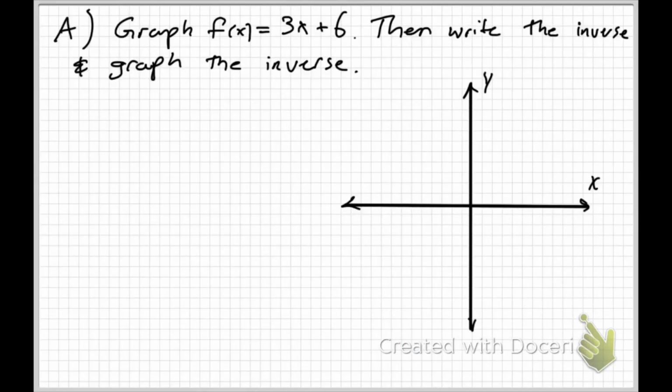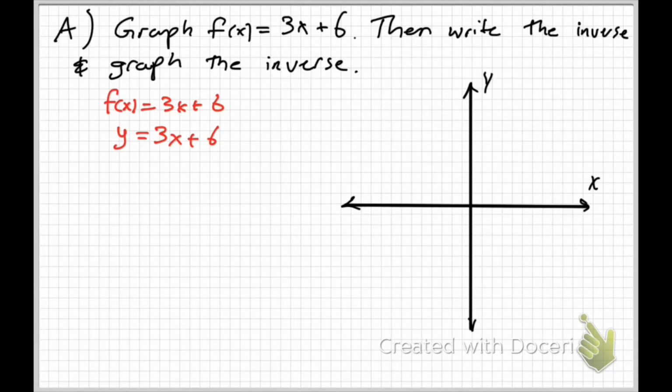So when looking at this, our first example, let's go ahead and graph this function here, 3x plus 6, and then write the inverse and graph the inverse. So to start, let's go ahead and take the f of x equals 3x plus 6. Very first thing I'm going to do is just change the f of x to y. Really don't have to do this, but I'm just going to do it because when we find the inverse, we're going to swap that x and y.